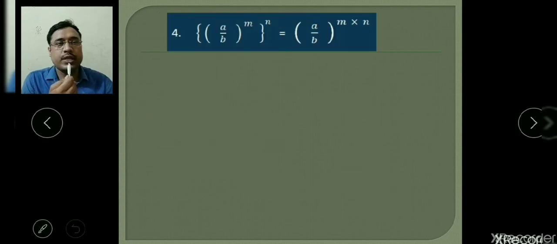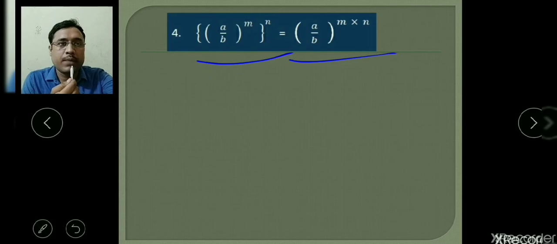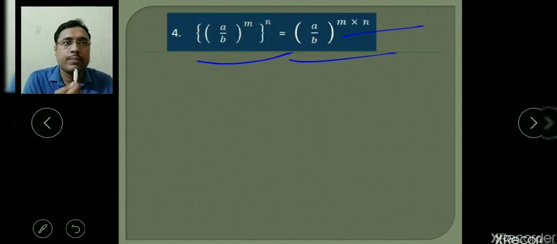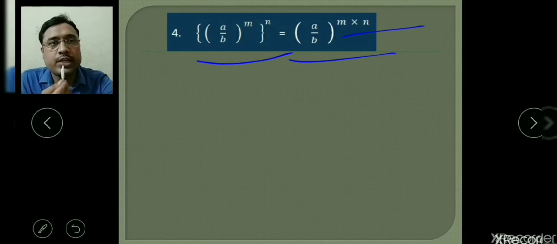Now we have to understand this fourth formula, that is power upon power. You can see here a by b is the base. In this formula, a by b is the base and m is the power, and above that one more power n is given. So what will happen here? The powers will multiply. Power upon power, they are multiplying with each other. Then you will get the result a by b raised to the power m into n. The base will be the same only, the exponents will multiply.